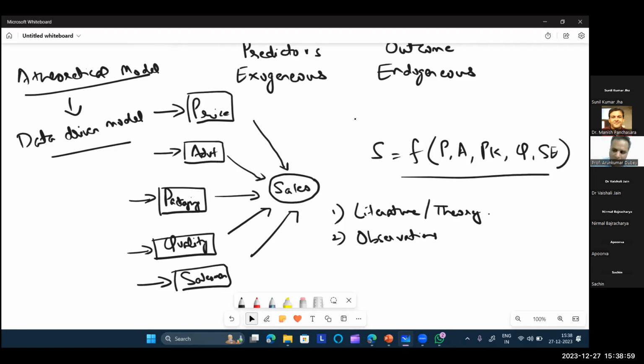So one is your theoretical model, where your model comes out of a theory. And second is your atheoretical model, where there is no concrete theory attached to it; it's a data driven model. When I say model, it is nothing but a relationship between variables. Whichever model you see in journals or papers, every model will talk about a relationship between variables or constructs.